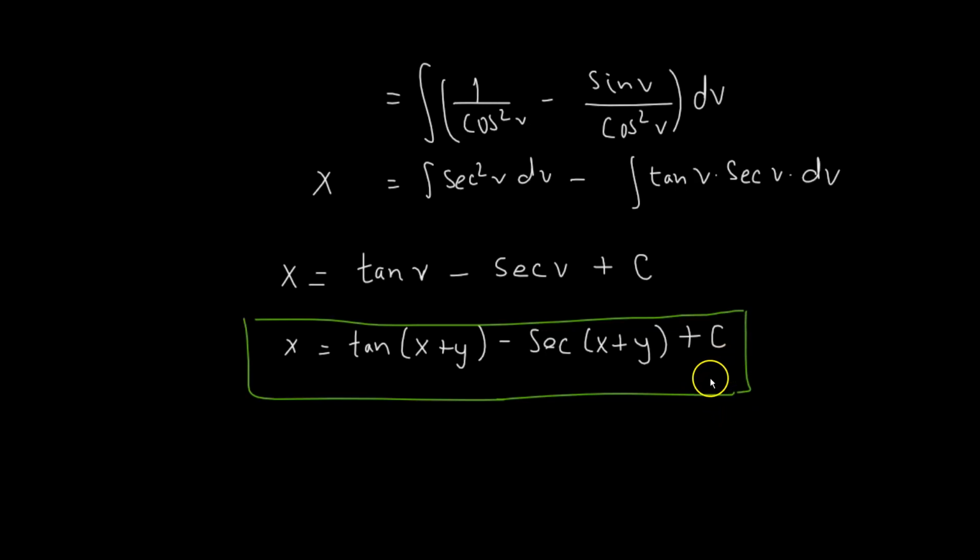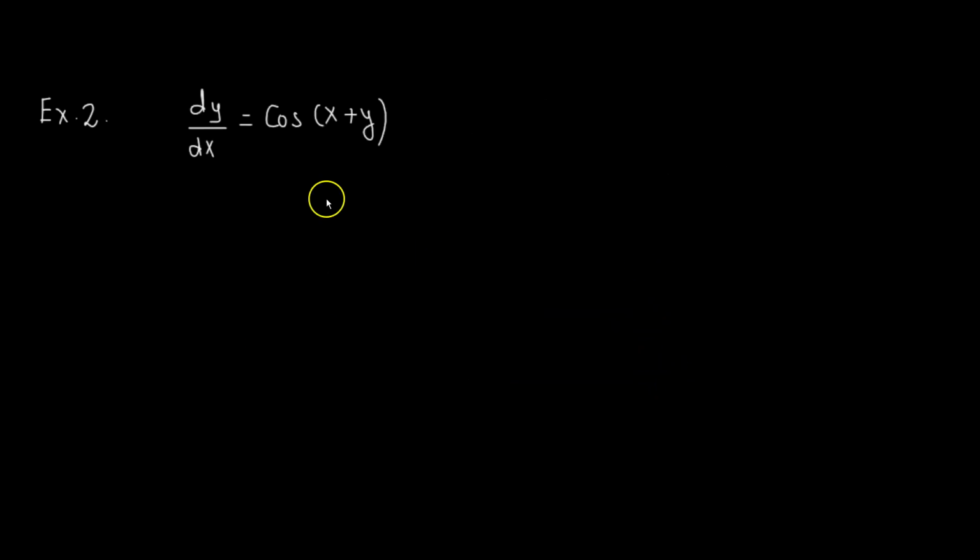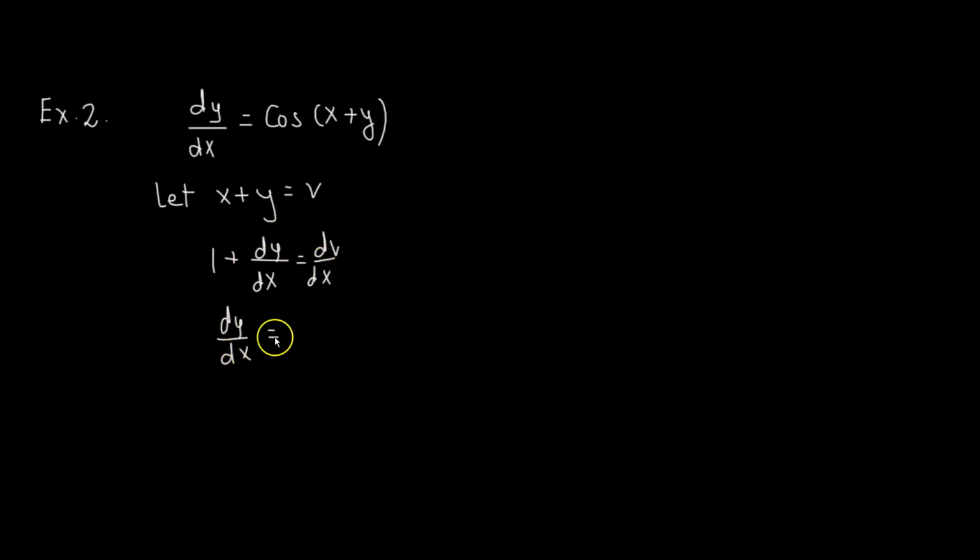So let's do another problem. We have dy over dx equals cosine of x plus y, which is quite similar to the previous problem, except here we have a cosine instead of a sine function. I'll go the usual way. Let x plus y equal variable v. Differentiating both sides with respect to x gives us 1 plus dy over dx equals dv over dx, and isolating dy over dx gives us dv over dx minus 1.